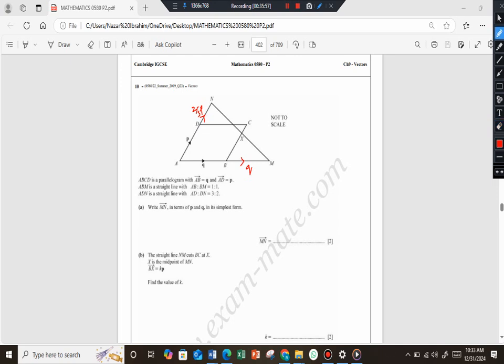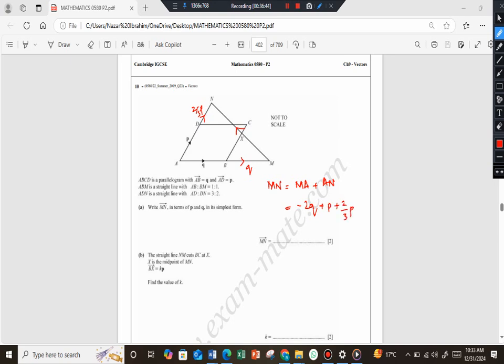Further, MN in terms of P and Q. MN means starting from this part, MN in terms of P and Q. So MN is equal to MA plus AN, since this is the tail, starting from this. What is MA? AM is equal to Q plus Q, 2Q, so MA is equal to minus 2Q. AN is equal to P plus 2 upon 3P.